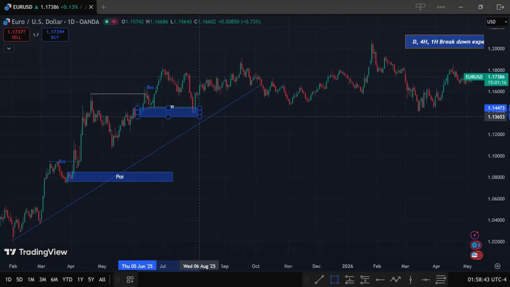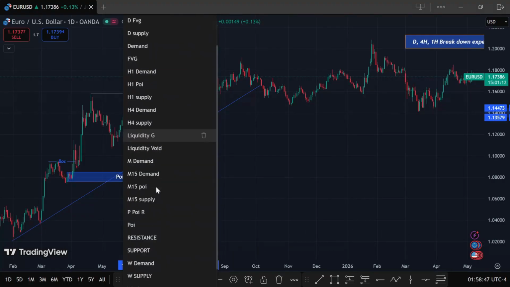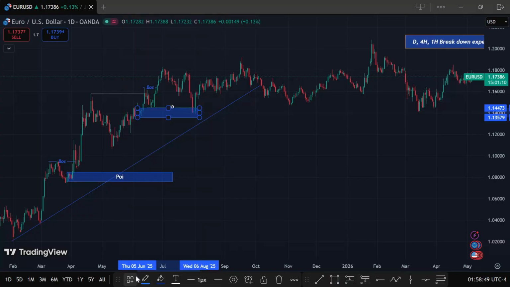Then I have what I call weak POIs. This one could have been my weak POI because it is one of the weak points of interest which led to the break here. Since here we had an inducement and here we have our order block, my expectation was for the market to come and sweep the inducement here, then tap into this order block, then go high.